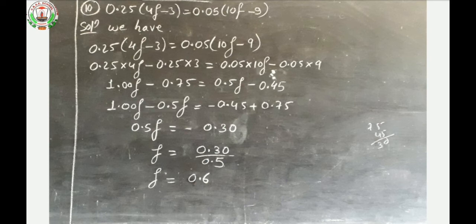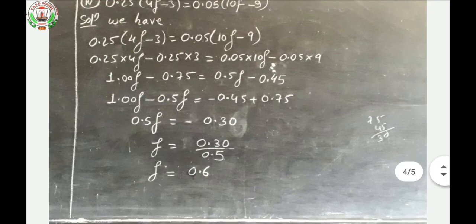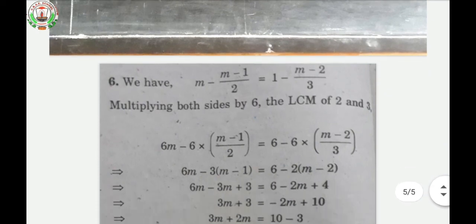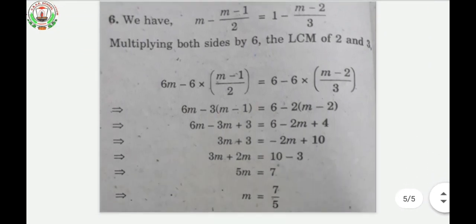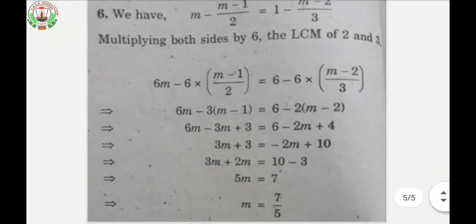So, this fraction will get cancelled by the table of 5. So, it will become f equals 0.6. So, here is the solution of question number 10. Now, question number 6 I had given you as homework, isn't it? So, please match your homework with the below solution's answer. So, here is the solution of question number 6.